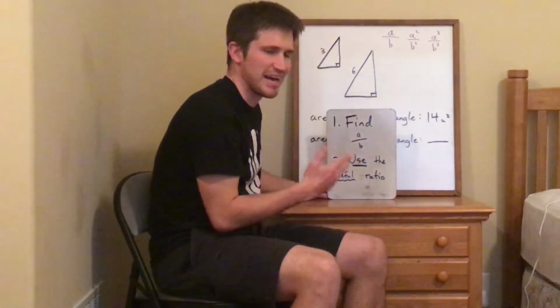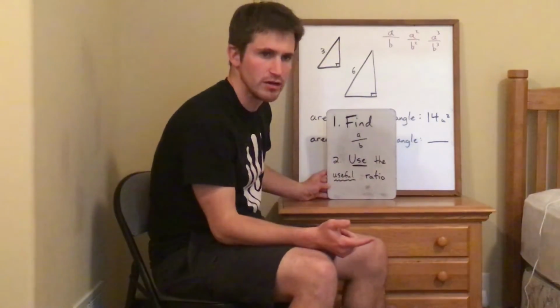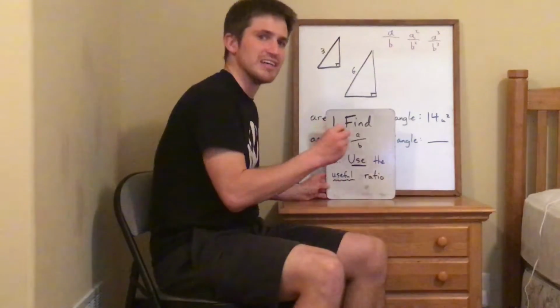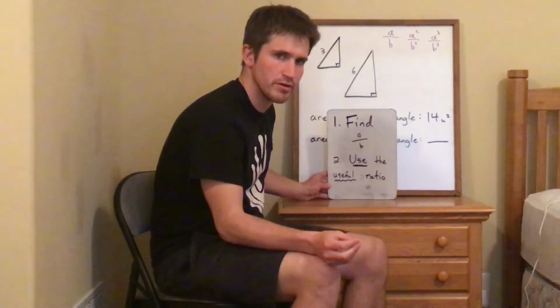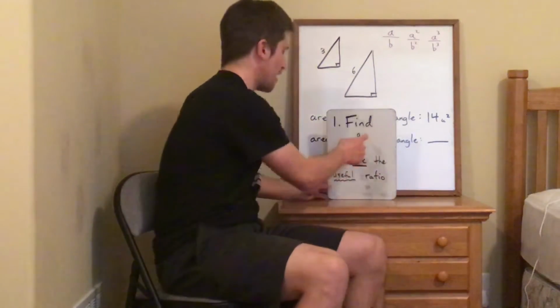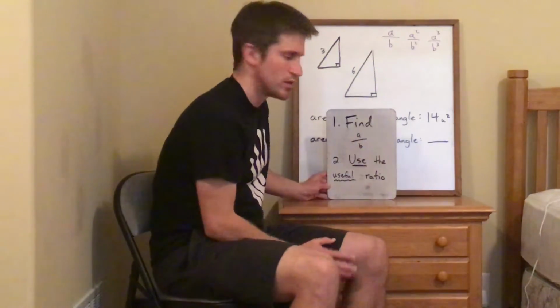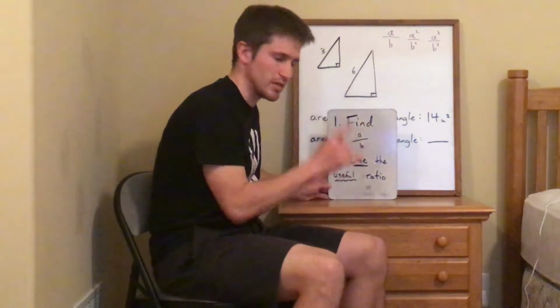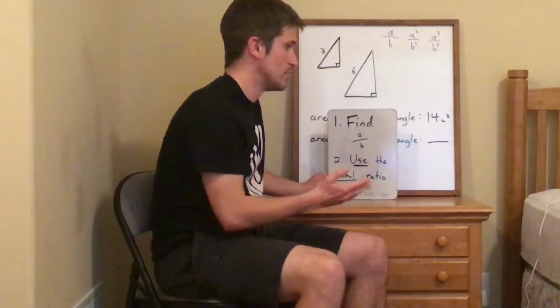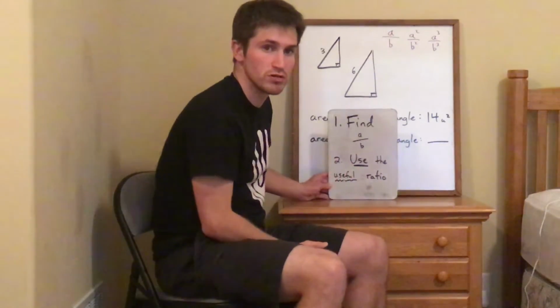So if the problem is asking about surface area, well, I don't want to use A over B, I want to use A squared over B squared. But I don't know what A squared over B squared is unless I find out what A over B is. So find the scale factor first, keep that in mind, find that, and then use whatever ratio would be the most useful.